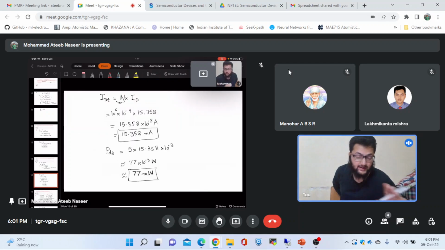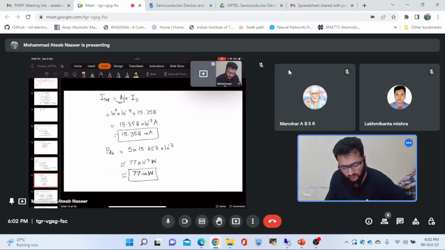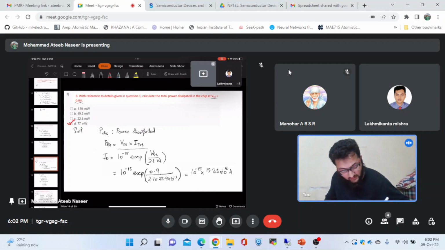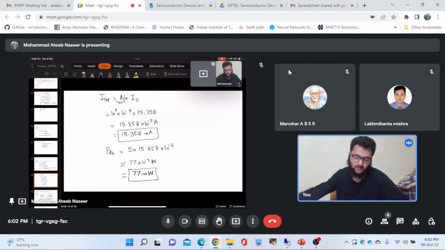We needed the total current because there might be many transistors present in the circuitry; here we have 10 to the power of 6 transistors. We just multiply by that number of transistors because we know that they are identical. This value came from 10 to the power of minus 15 into 10 to the power of 9, which is 10 to the power of minus 9.